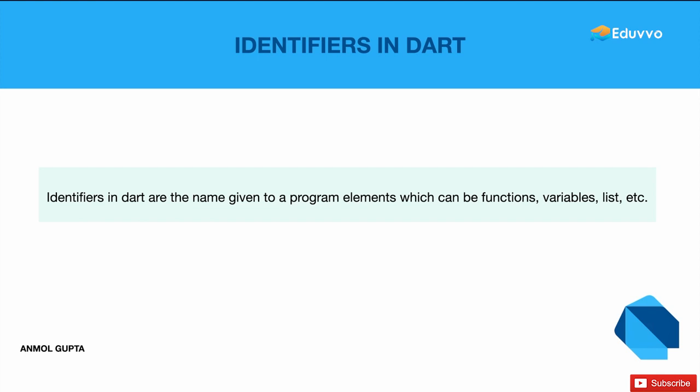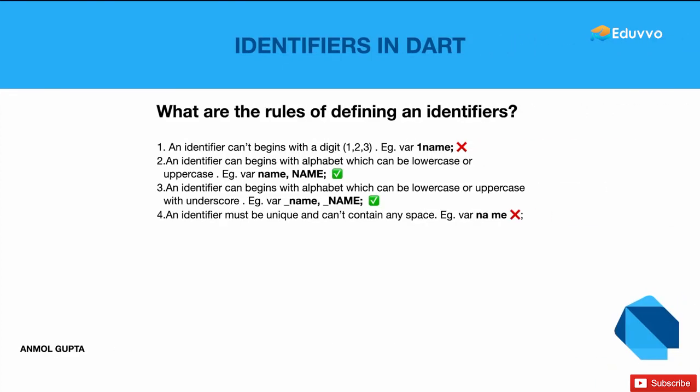Now if I want to describe identifiers in Dart, we can simply say these are the names given to a program element, which can be a function, variable, list, or any other data structure that we use to store data. While we declare our function or variable, we give it a name so that we can use that name to call that data or function to get the work done. To define an identifier in the Dart programming language, we need to follow some rules.